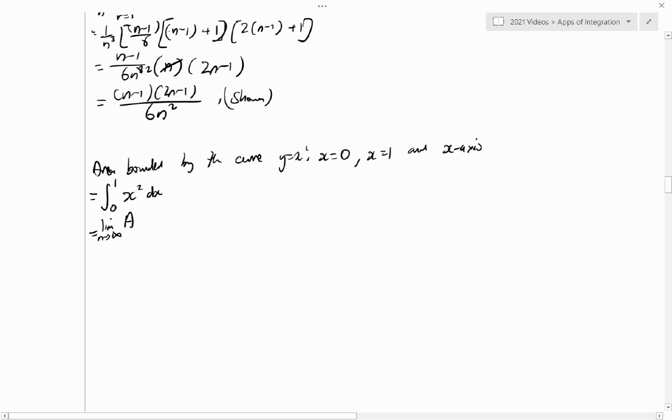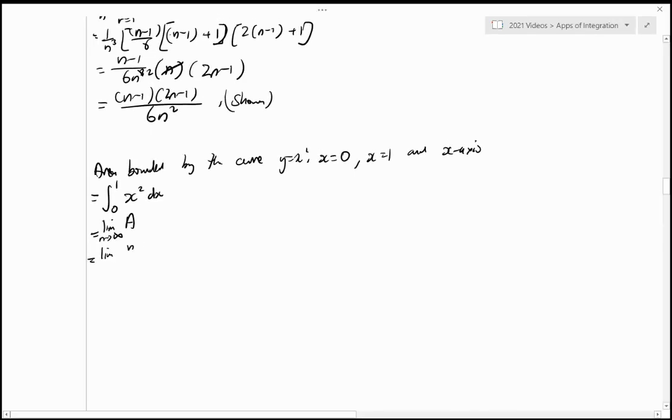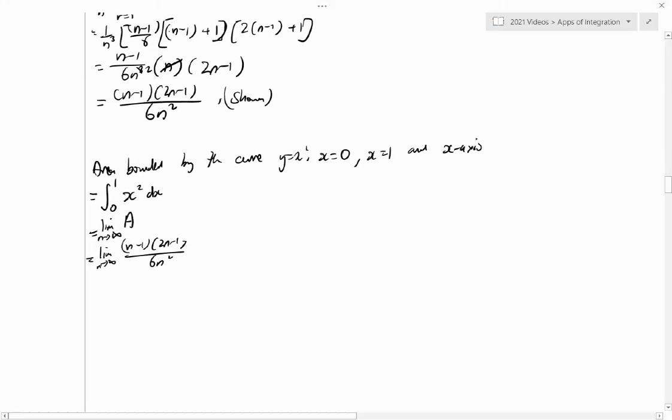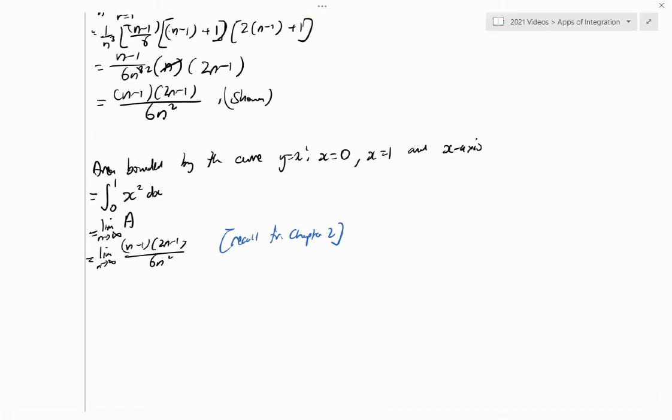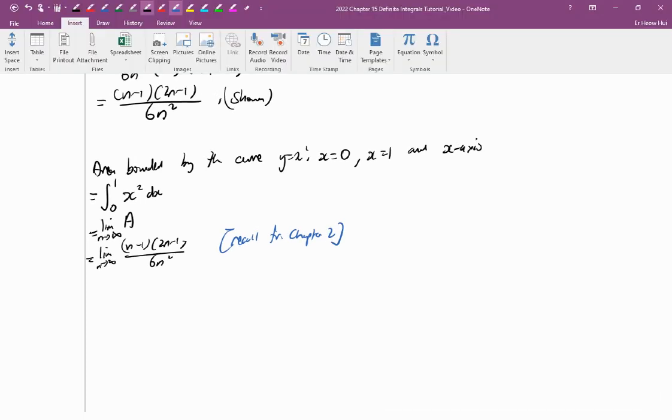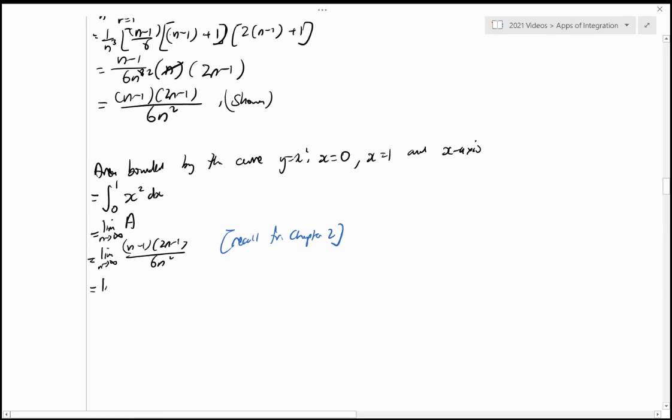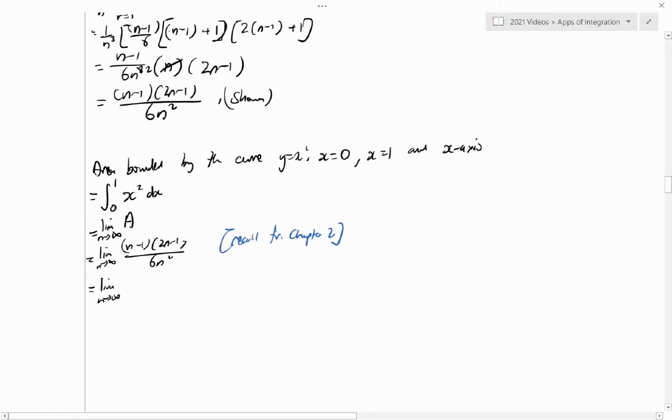Right? Just now I talked about having more and more rectangles within the same space. So I'm saying that let the number of rectangles go to infinity. And I'm now limiting the value of A, which means I'm taking the limit of n minus 1 times 2n minus 1 over 6n squared, where n tends to infinity. Now, you need to recall from chapter 2 how to find the limit of this expression. So this is actually the limit as n tends to infinity.